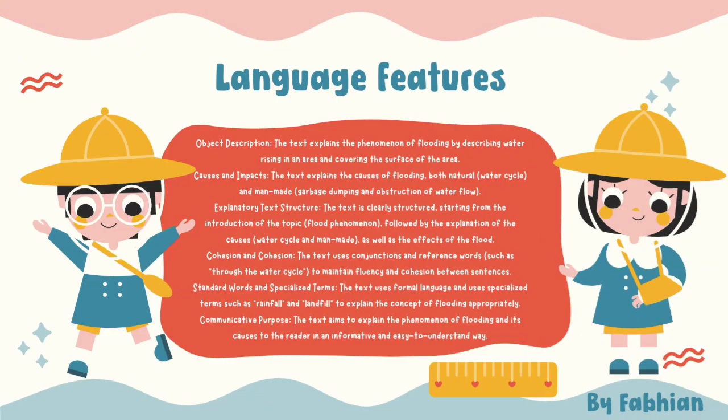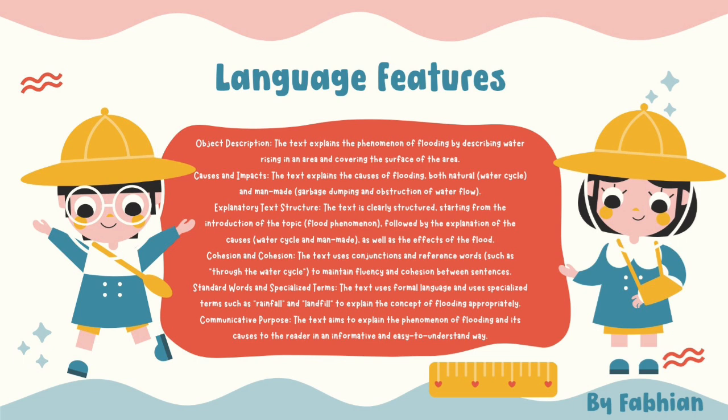Okay, the last is language features. Object description. The text explains the phenomenon of flooding by describing water rising in an area and covering the surface of the area. Cause and impact. The text explains the cause of flooding, both natural, the water cycle, and man-made, garbage dumping or obstruction of water flow.